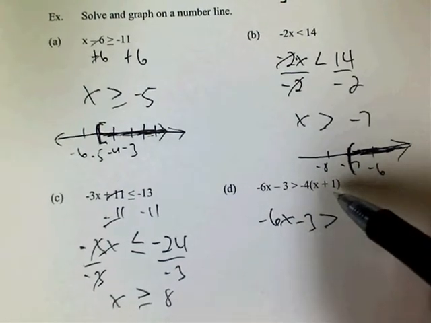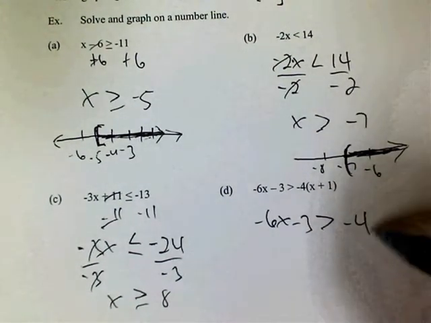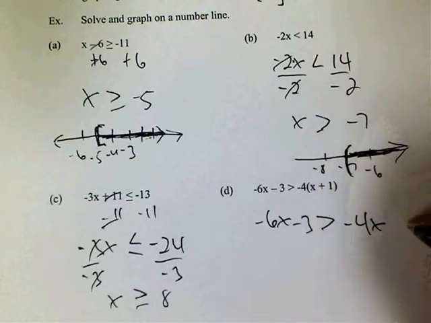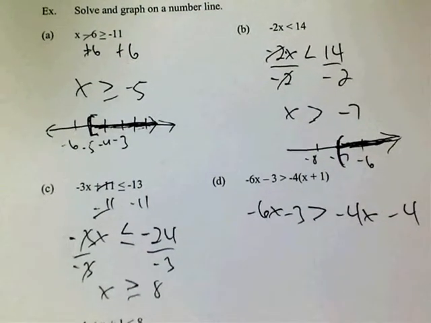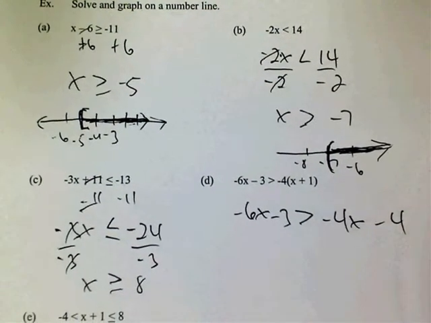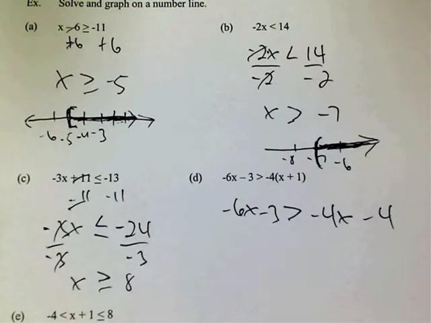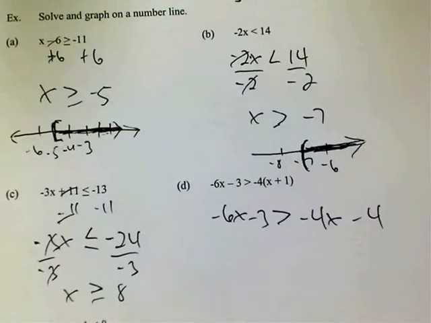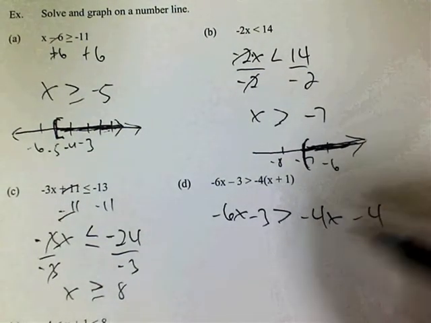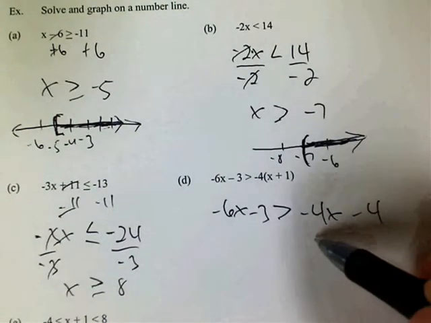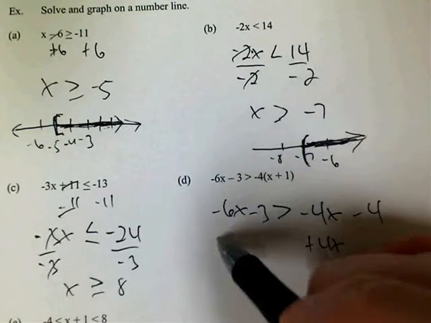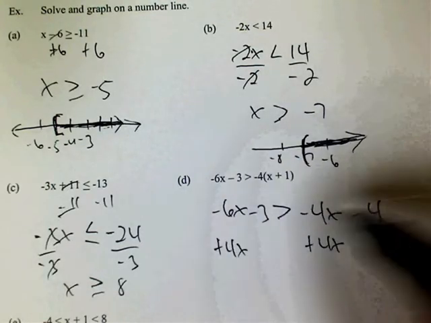distribute to eliminate the parentheses. So I get negative 4x, and then negative 4 times the positive 1 is negative 4. Now on these, I like to keep the x on the left side. It makes the graphing a little bit easier to do. So that's what I'm going to do. I'm going to always have the x on the left side, and I always work with the x's first, which means I'm going to add the 4x to both sides, because I want to eliminate it from the right side and move it to the left side.